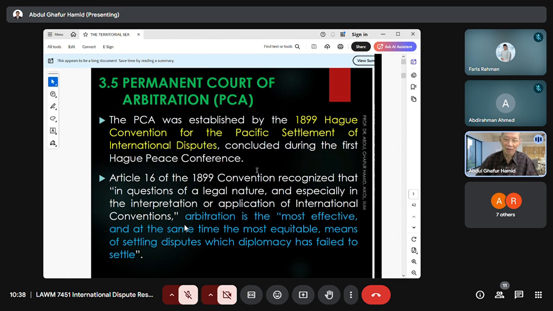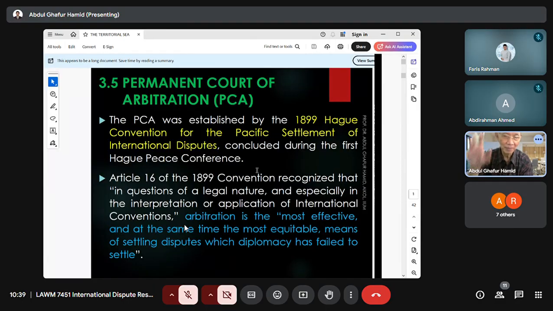Now we are discussing the Permanent Court of Arbitration, the PCA, very famous now because of the South China Sea dispute, right? When we study arbitration, we cannot escape from studying the PCA, the Permanent Court of Arbitration, which is a very important intergovernmental organization which encourages the use of arbitration.